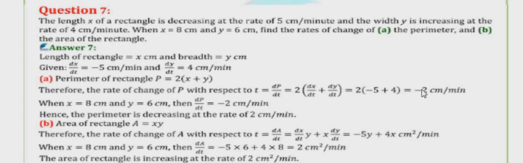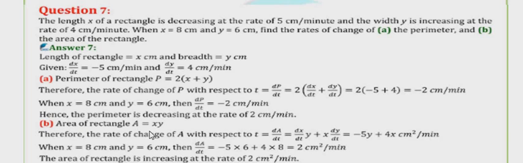So the answer is minus 2, which means the perimeter is decreasing at the rate of 2 cm per minute. Means in 1 minute the perimeter of the rectangle is decreasing by 2 cm. When x becomes 8 and y becomes 6 cm, you would put 8 and 6 here, but there is no x and y here, so this is the answer only, right?